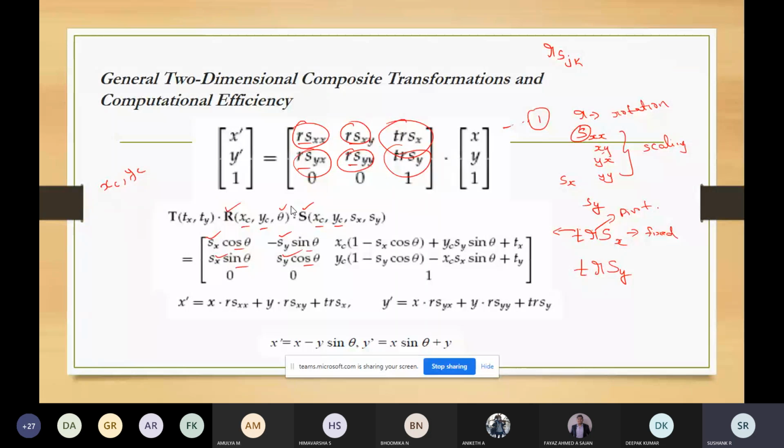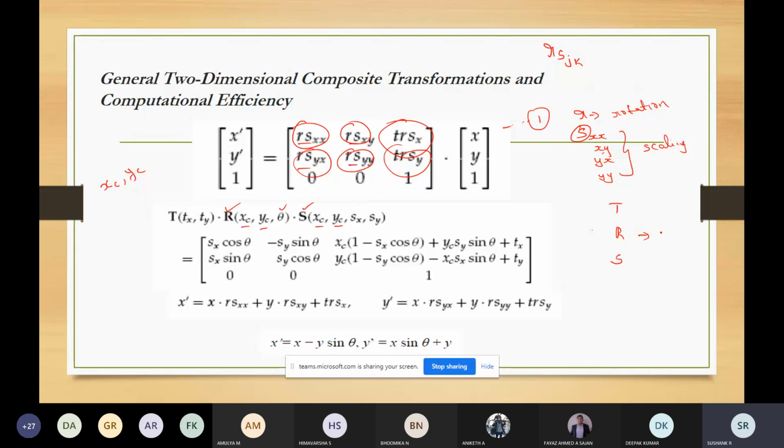After that you want to do the translation. For that, the matrix will be written like this. So this is the resultant matrix. You want to perform the translation, you want to perform the rotation, and also you want to perform the scaling.